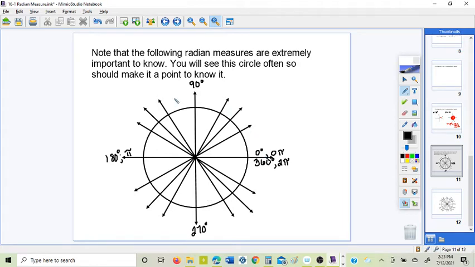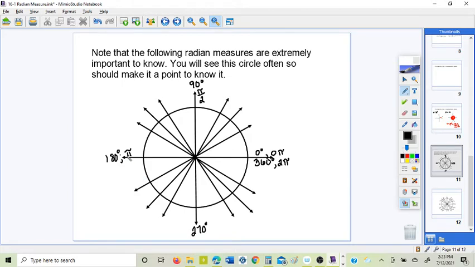Well, what about 90 then? 90 is halfway to 1 pi. So that would mean that in radians, 90 degrees is pi over 2. That's going to be important. So 0, pi over 2, pi.